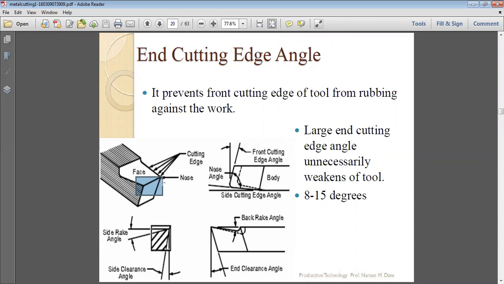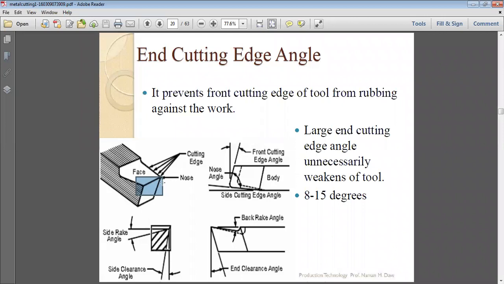The cutting forces have been exaggerated on that part, temperature has been exaggerated on that part, and eventually there is loss of tool life in this part. Yes, so a larger end cutting edge angle unnecessarily weakens the tool. Obviously, if we are putting on a larger end cutting edge angle, so what will be happening?